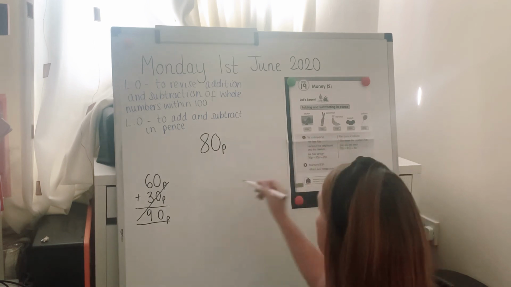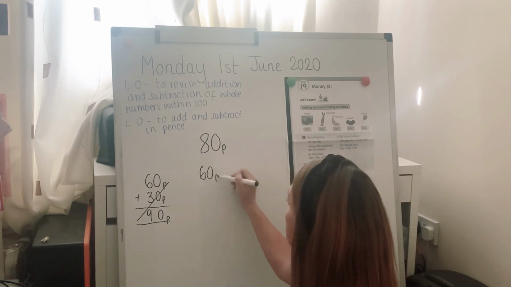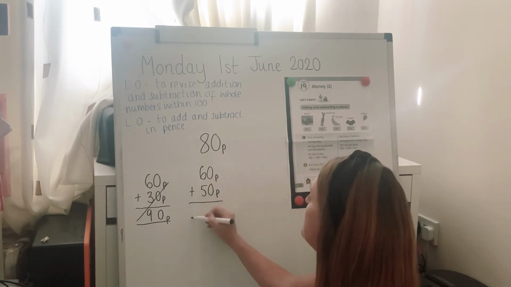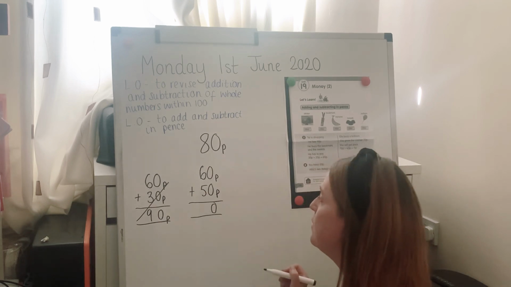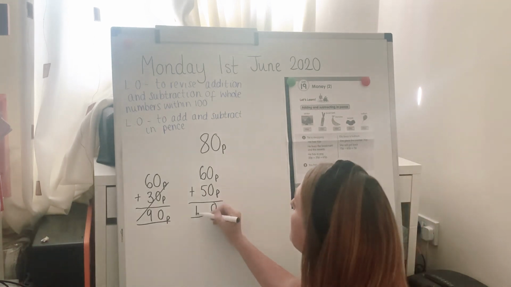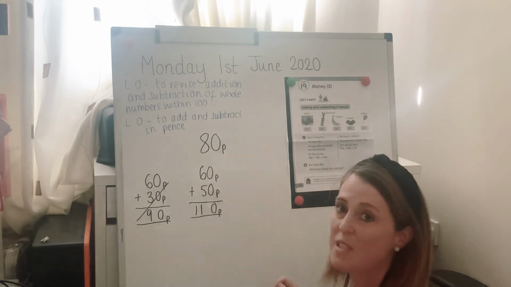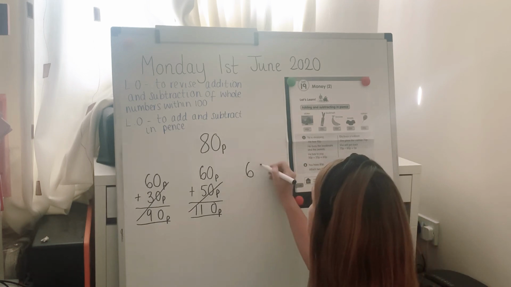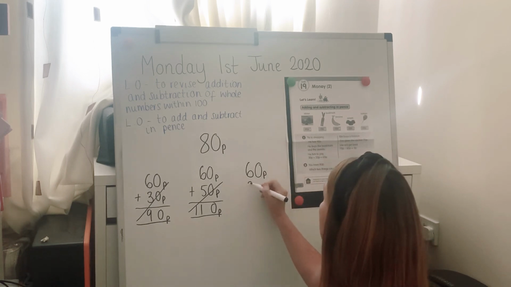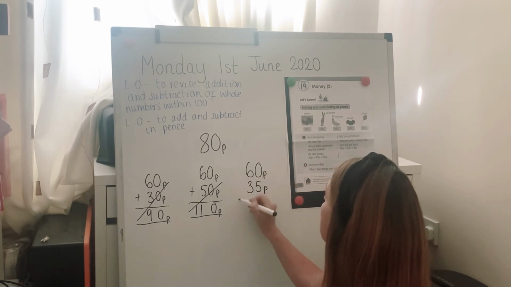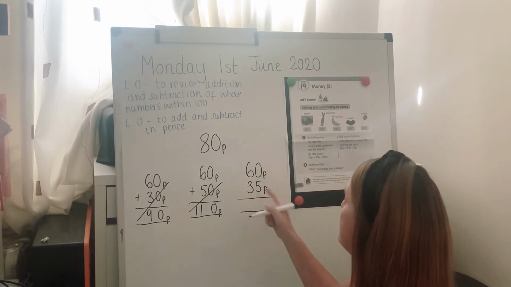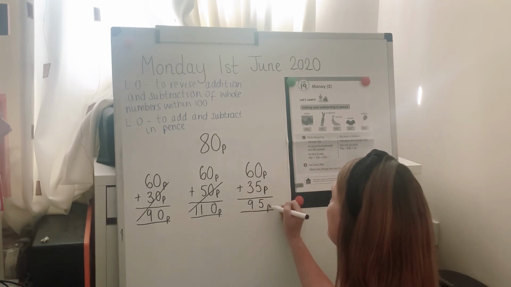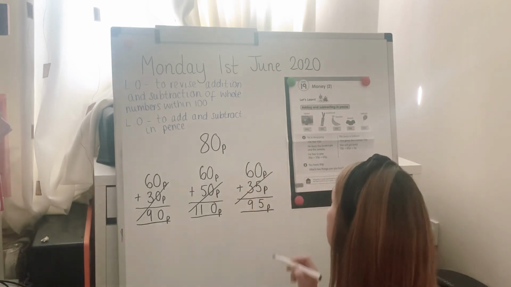Let's try a sticker and a banana. So 60p add 50p equals 0 add 0 is 0. 6 add 5 is 11. That's more than 80p, isn't it? I can't afford that either. Let's try a sticker, 60p, and 35p sweets. Let's have a look. So I've got 0 add 5 is 5. 6 add 3 is 9. 95p. I've not got enough for that.